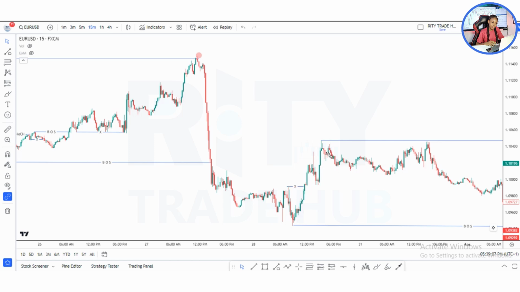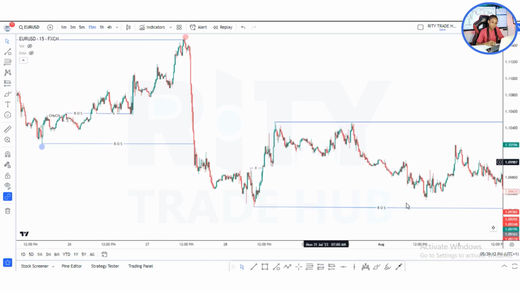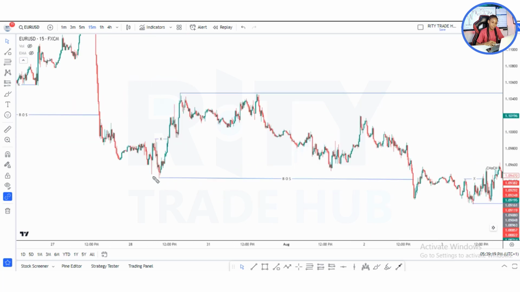This is our highest point right here. So afterwards, what happened? After the inducement is taken out, this confirms our low, and then we mark out this as our major break of structure. You can also trade internal structures based on change of character, internal structure character, inducement sweep and all that.